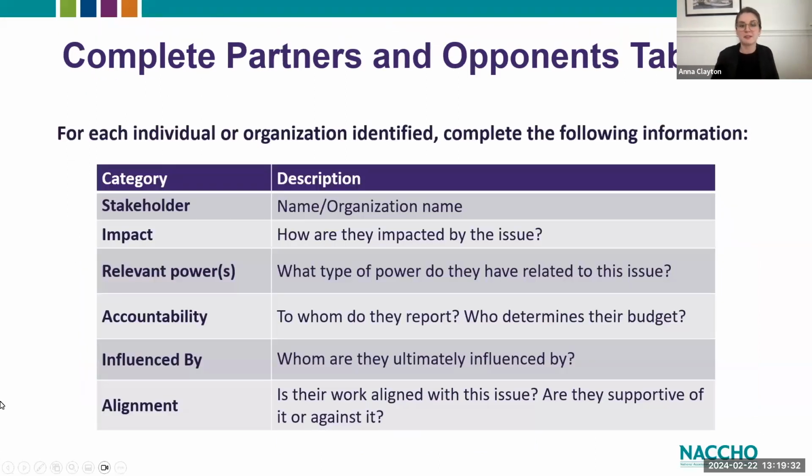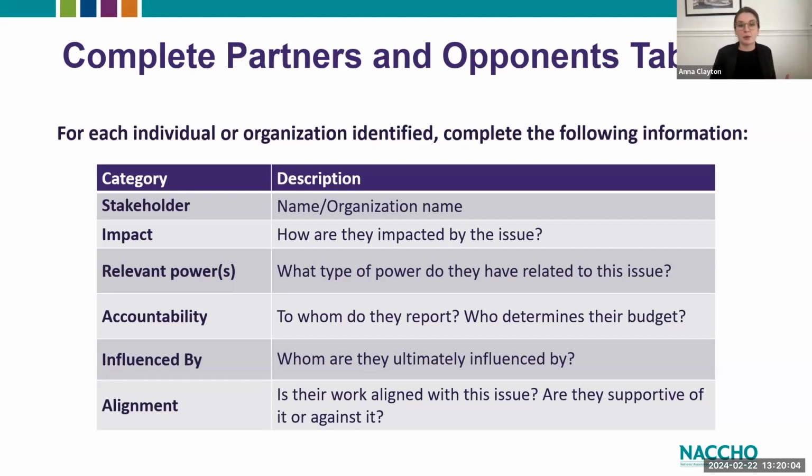So now that you've identified those people and organizations, you would complete this information to understand their relationship to the issue more deeply. First, you just name who, this is what's on the power analysis worksheet. So you name who the organization is or this person is. How are they impacted by the issue? So how does it affect them? And this will also help speak to their potential interest in addressing the issue if it impacts them.